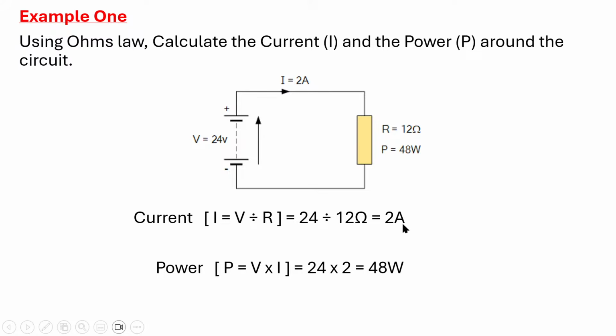Also, power P is equal to V times I, which is voltage times your current. So by the time you multiply your voltage, 24 volts, by your current, 2 amps, you are going to get your power to be equal to 24 watts.